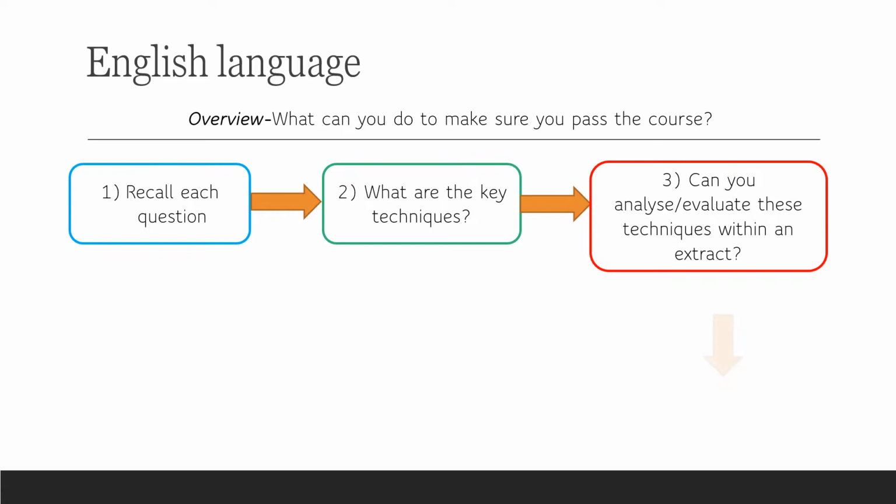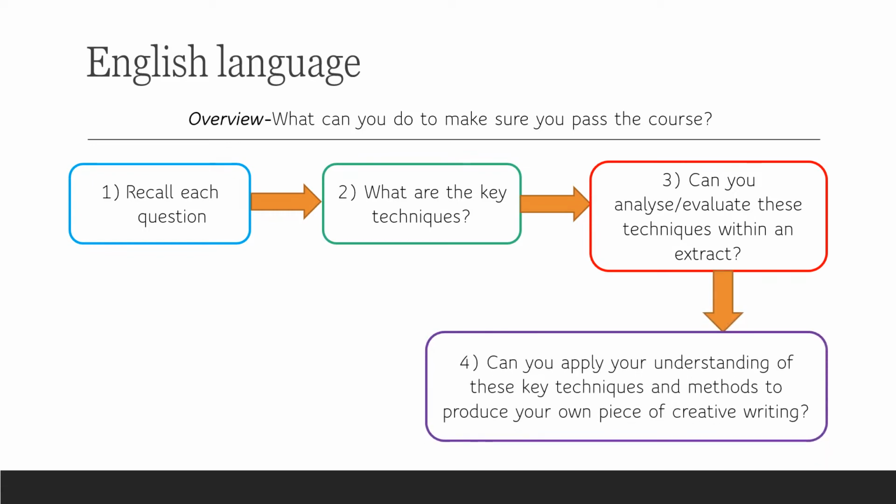Step number 4. Can you apply your understanding of those key techniques and methods to produce your own piece of creative writing? So if you're already aware of paper 1, you'll know that the creative writing is a very big section of this paper. It's section B for paper 1, and it will be worth a total of 40 marks, which is actually half the marks on the exam.